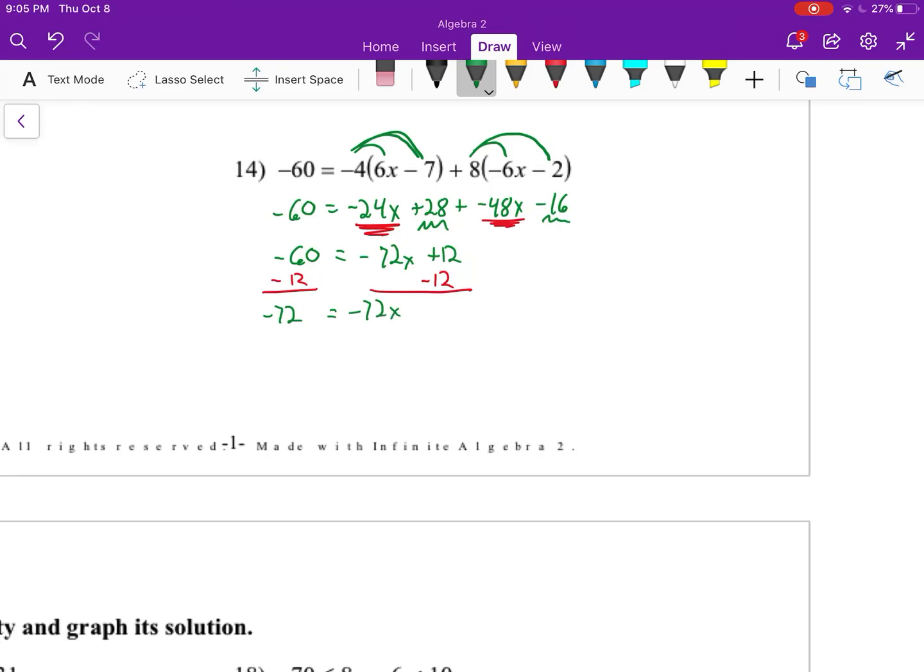We can think about what x is going to equal and figure that out, or we can do it algebraically by dividing both sides by negative 72. And x is equal to 1. And there's our answer, and that's how you want to solve your equations. Work through carefully. Make sure you're careful of positives and negatives. Make sure you're thinking through your multiplication facts to make sure you're doing that correctly.